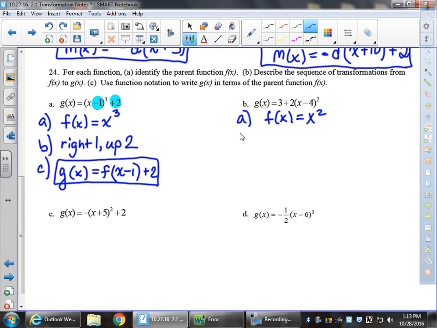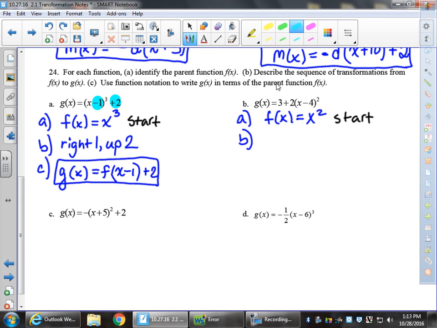Next, we ask ourselves, what transformation has happened? Describe the sequence of transformations from f to g. So this is where we started. Like over here, this was our start. Here, this is now our start. What is happening to this parent function to become what we see here?